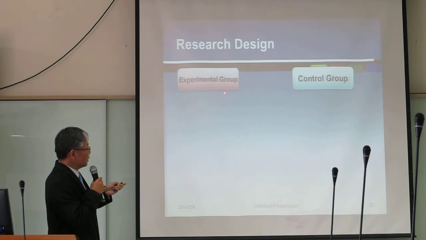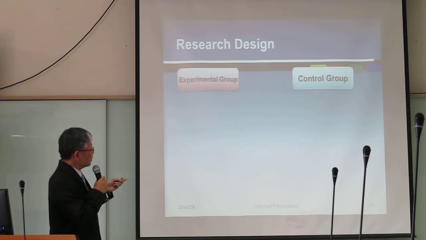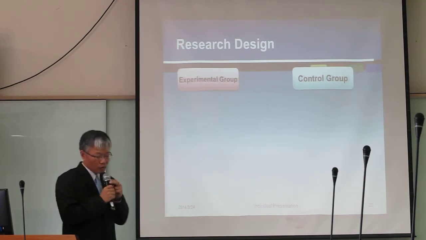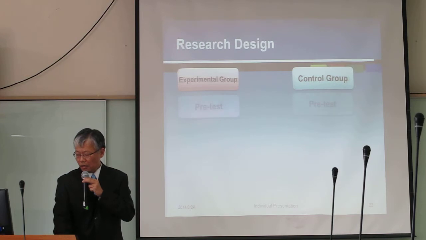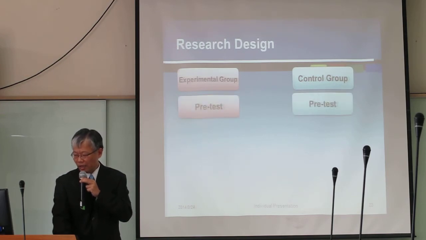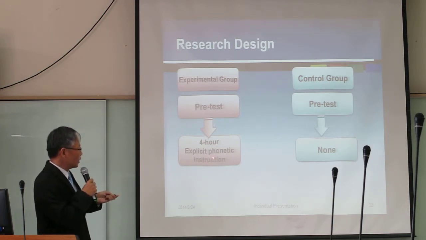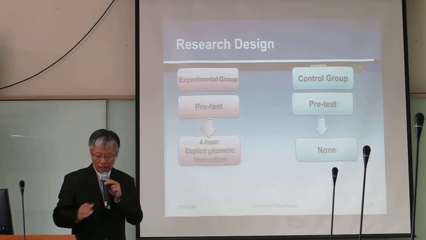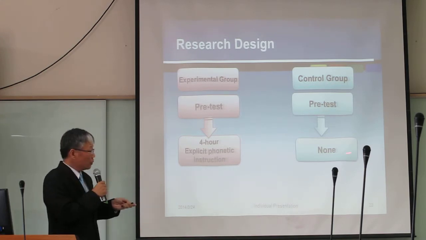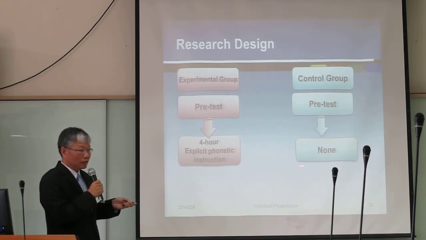The 20 native adult Japanese speakers were divided into 2 groups, an experimental group and a control group. The author conducted the pre-test and then began a 4-hour explicit phonetic instruction. For the control group, there was no treatment.